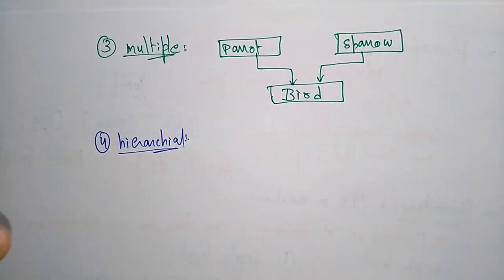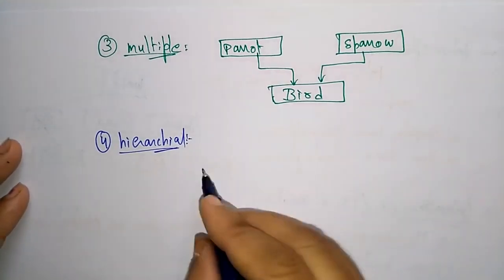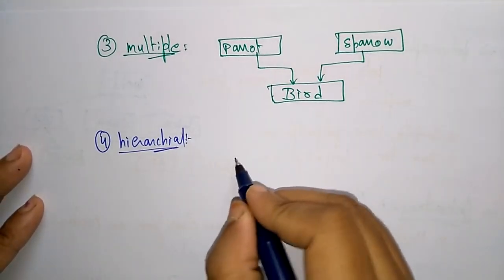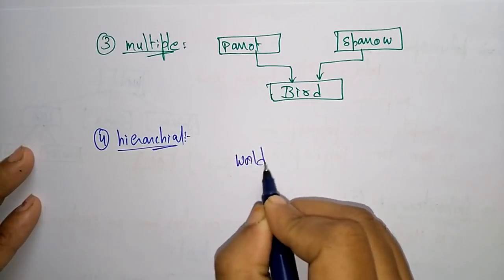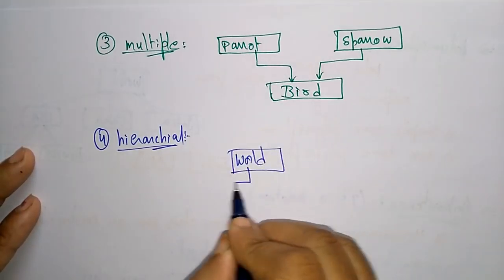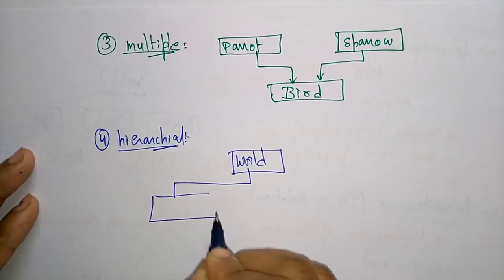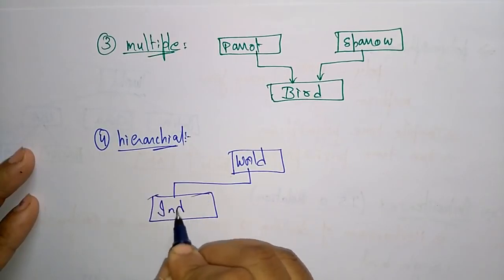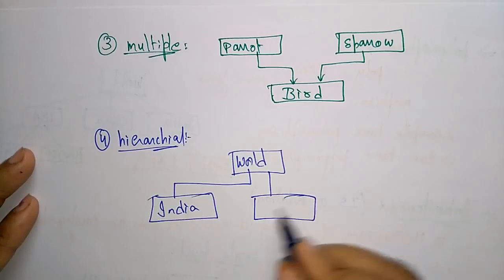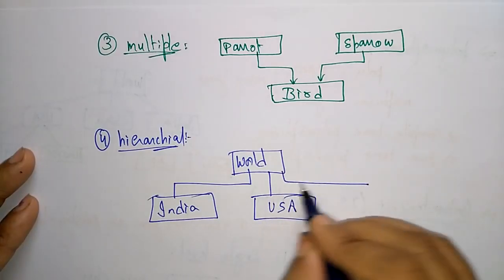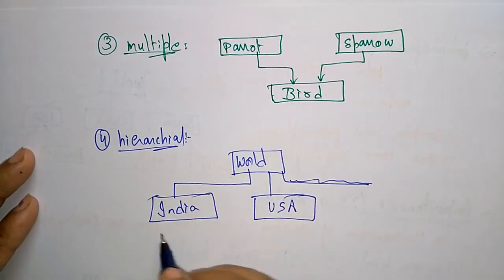So how will we represent the hierarchical? Hierarchical is just like, if you take the previous example, the world. From the world, you have different countries: India, okay, USA. Suppose you take only two, India and USA.